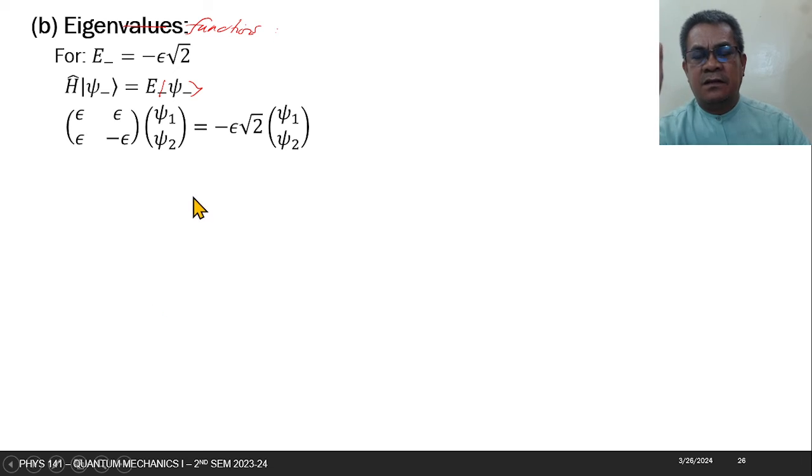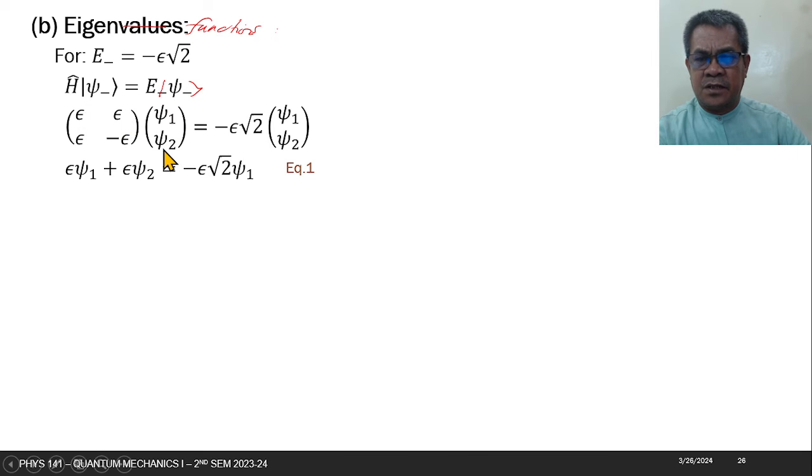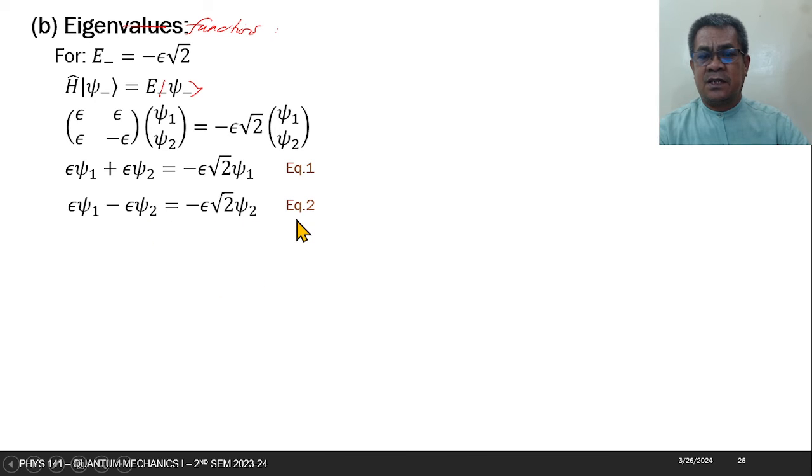So then we have to multiply the energy on this psi. So we have this psi 1 epsilon times psi 1, epsilon times psi 2, and this should be equal to this energy multiplied by psi 1. This is our first equation, and we can create another equation by this one, psi 1 times epsilon, we have here psi 2 times negative epsilon. So this should be negative, then negative psi 2.